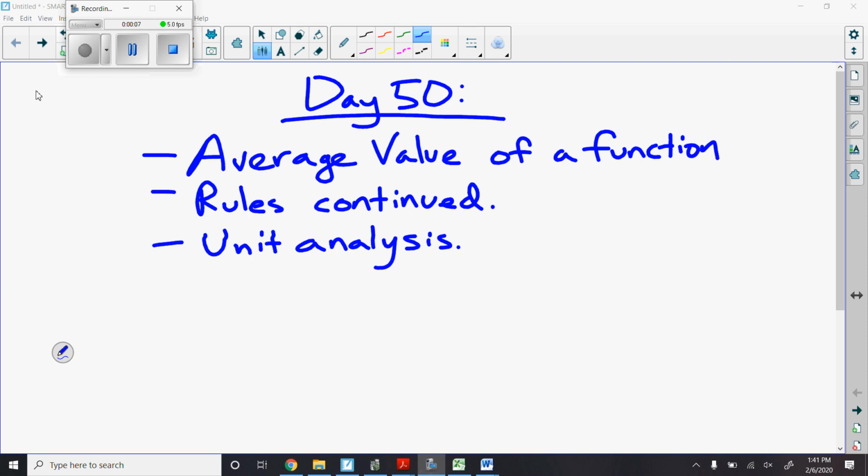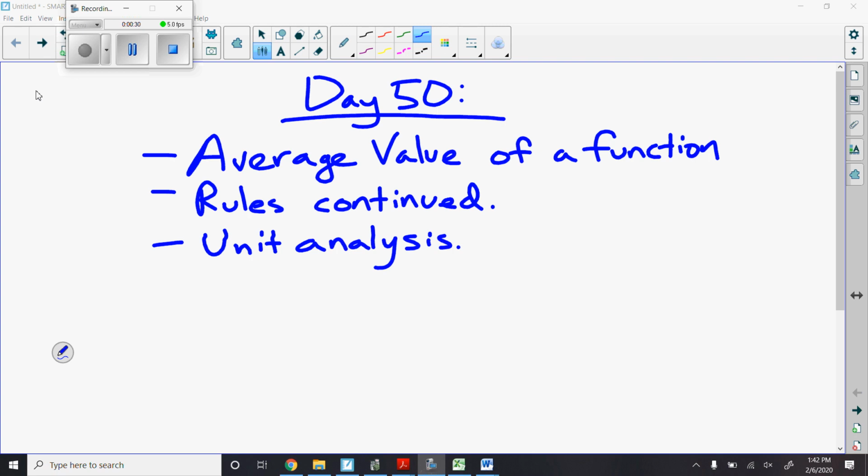Today we're looking at, I got a lot on the plate today. So today we're going to look at average value of a function. We're going to continue some of the rules from yesterday, and we're going to talk about unit analysis and how we know how to choose the right units. Okay, so I'm going to start with actually the second thing there, rules continued.